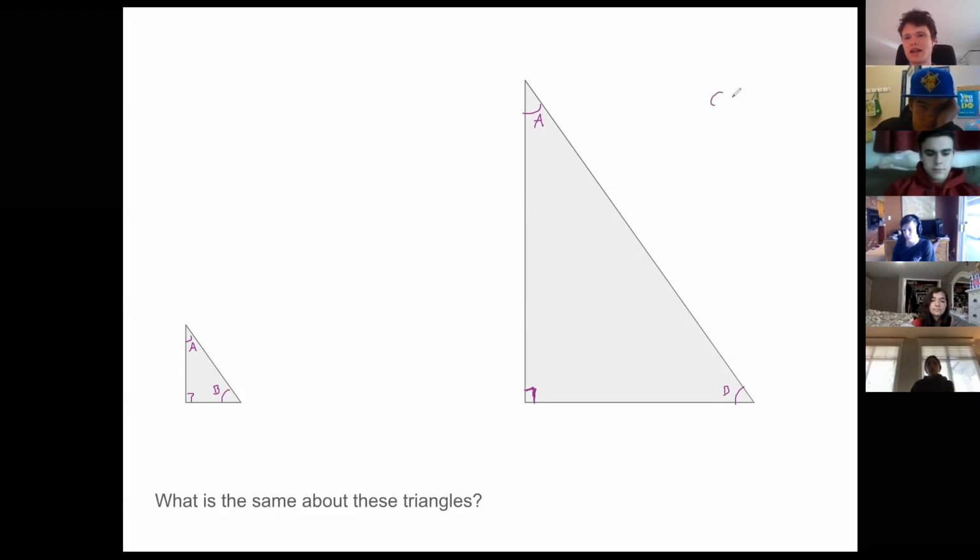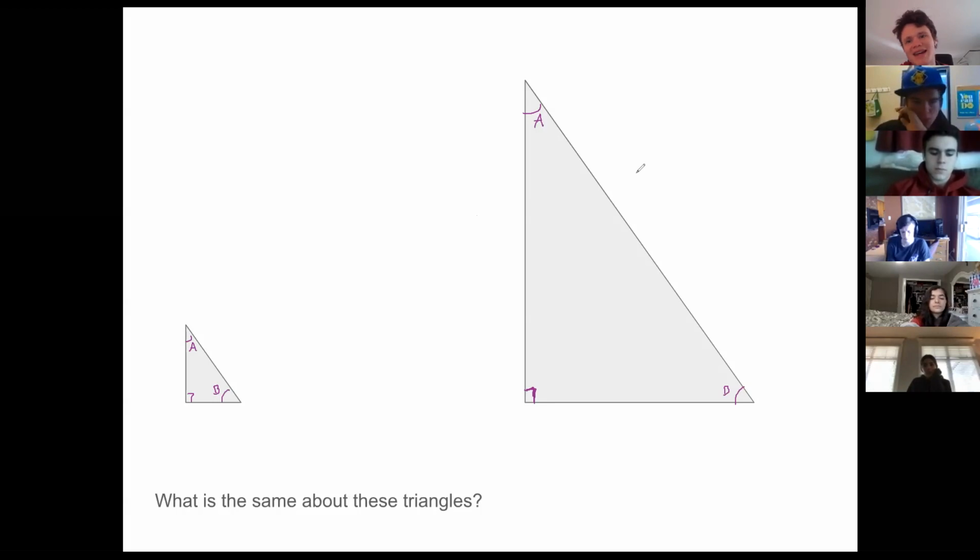I'm surprised no one has said color. The color of these two triangles is the same. All right, so yeah, color is the same. Now, there is something else that's the same between these two triangles. The angles are the same, excellent. There's also some sort of ratio between the sides that is the same.